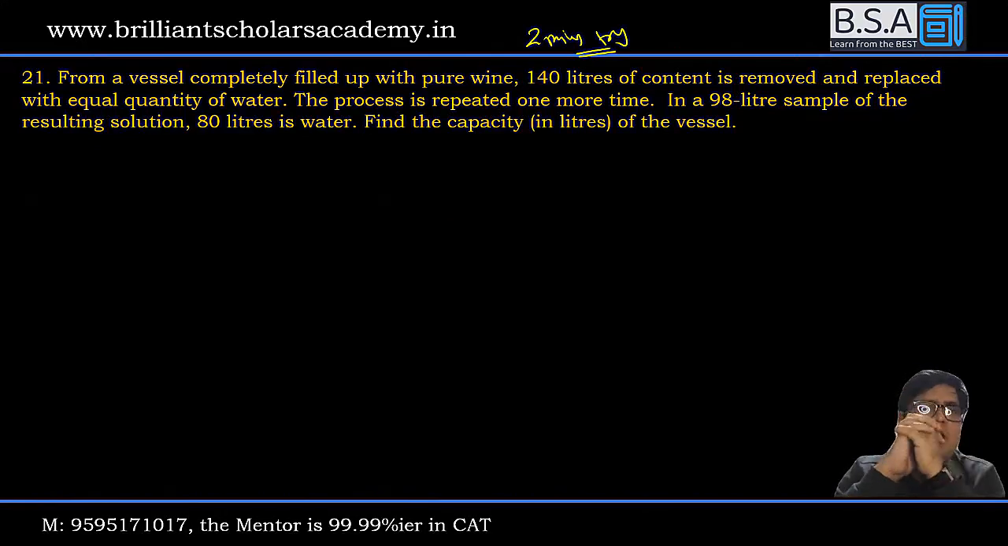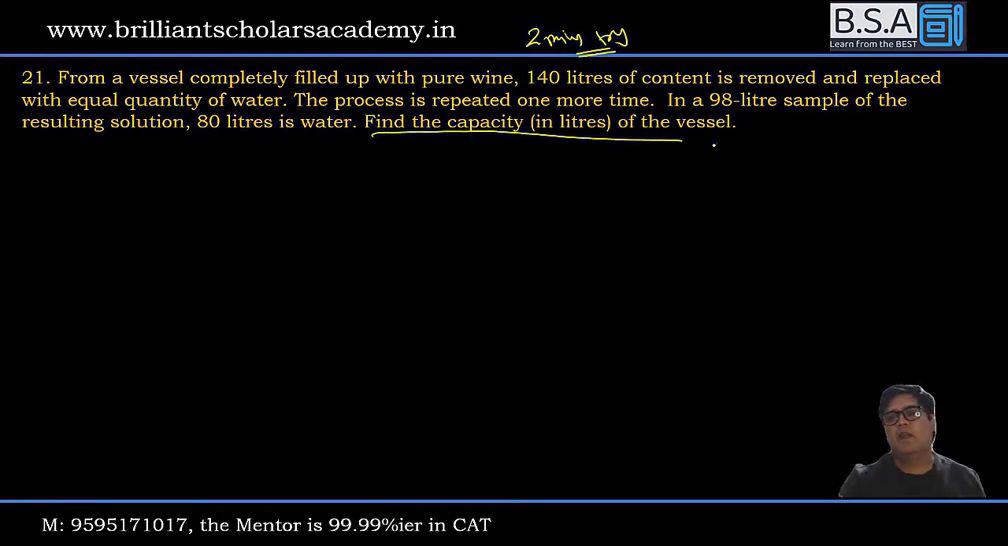From a vessel completely filled with pure wine, 140 liters content is removed and replaced with equal quantity of water. The process is repeated one more time. In a 98-liter sample of resulting solution, 80 liters is water. Find capacity of the vessels. Pay very close attention to what has been said in the last line. That is the tricky part. Go on, give it a try.